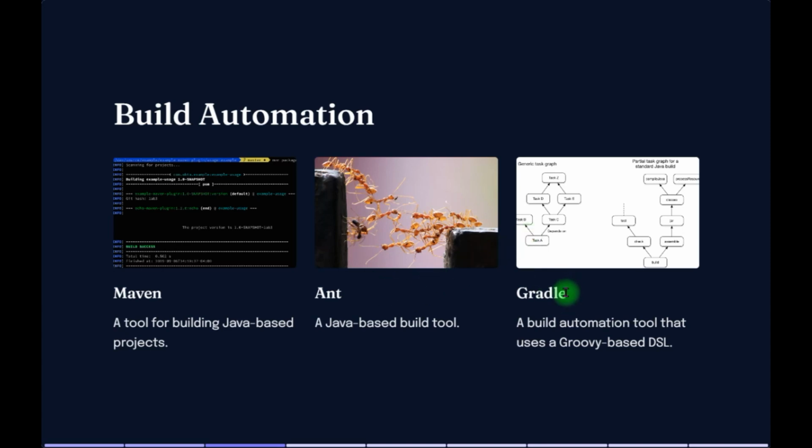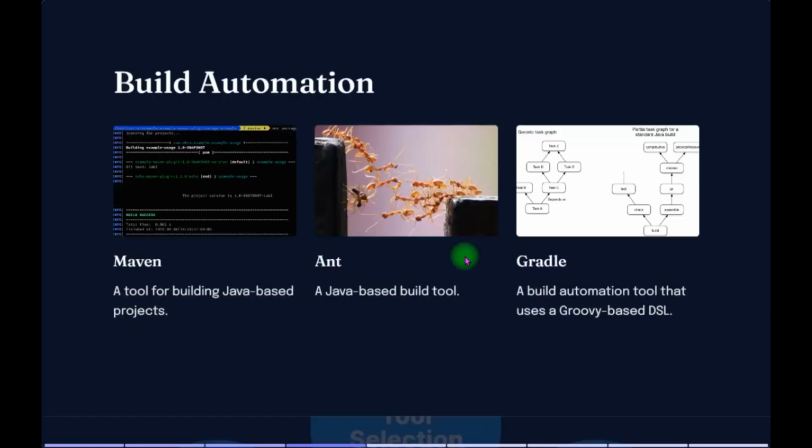Lastly, we have Gradle here. Gradle is a build automation tool that's similar to Maven, but it is designed to be more flexible and extensible. So it's a good option for teams that need a build automation tool that can be customized to their specific needs. It depends on you which tool you want to use based on your situation.